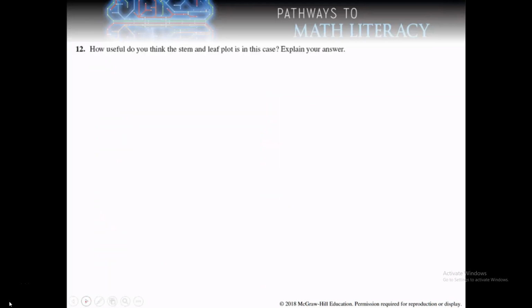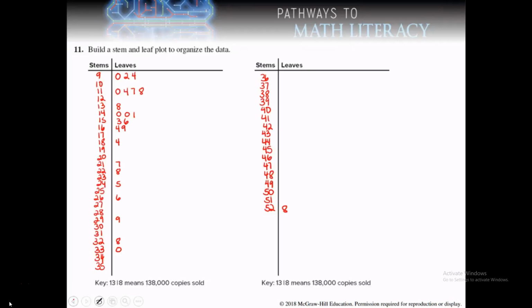So number 12, how useful do you think the stem and leaf plot is in this case? Well, looking back at this, not only did it go on forever, there were so many stems, but it's incredibly spread out. There's not a lot of useful information here other than the fact that most of the values were between 90 and 169, but really a frequency distribution probably would have been a better choice for this data.